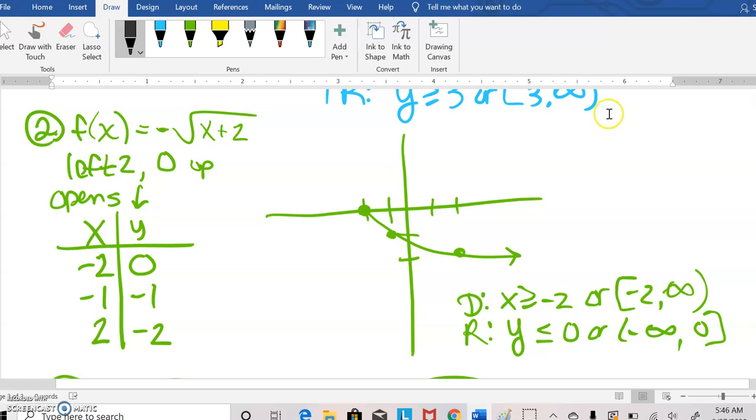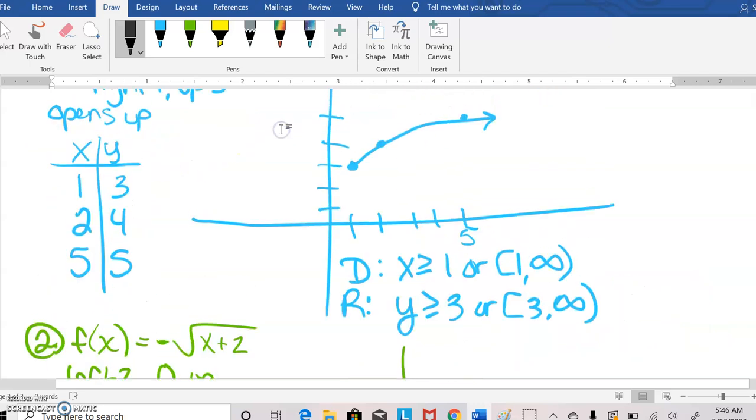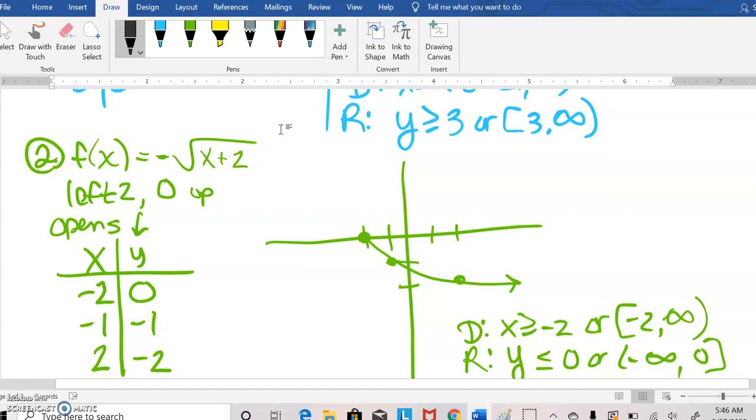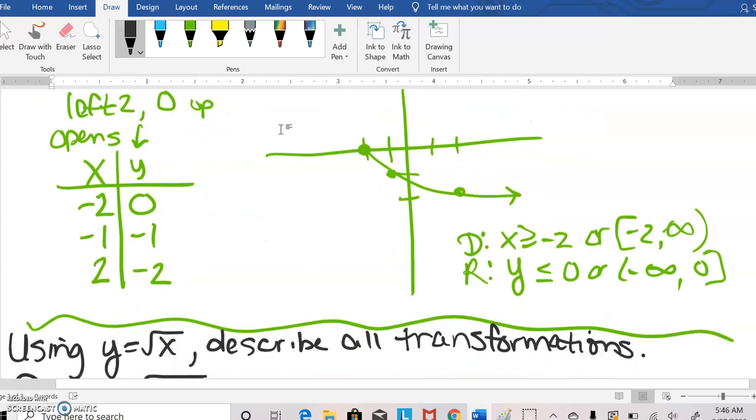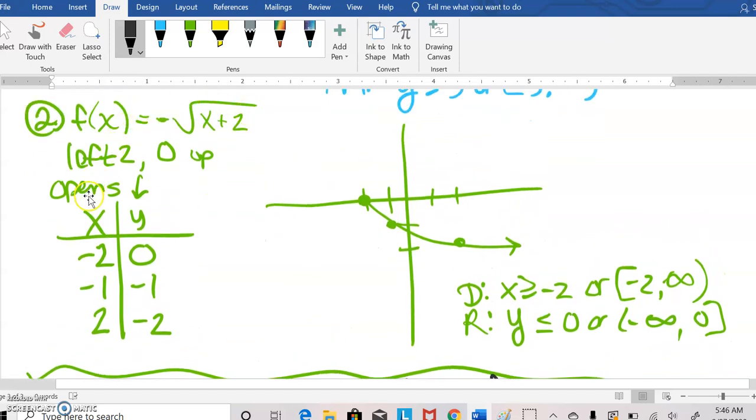If we look at number 2, we see a negative on the outside. We know that negatives on the outside of a function will flip it down or open down. It's a nice basic x plus or x minus a number. So the shift is 2 to the left and 0 up. So I'm staying at a y value of 0 and just pushing it to the left and opening it down. So again, notice that 2 to the left is where I'm going to start my x.